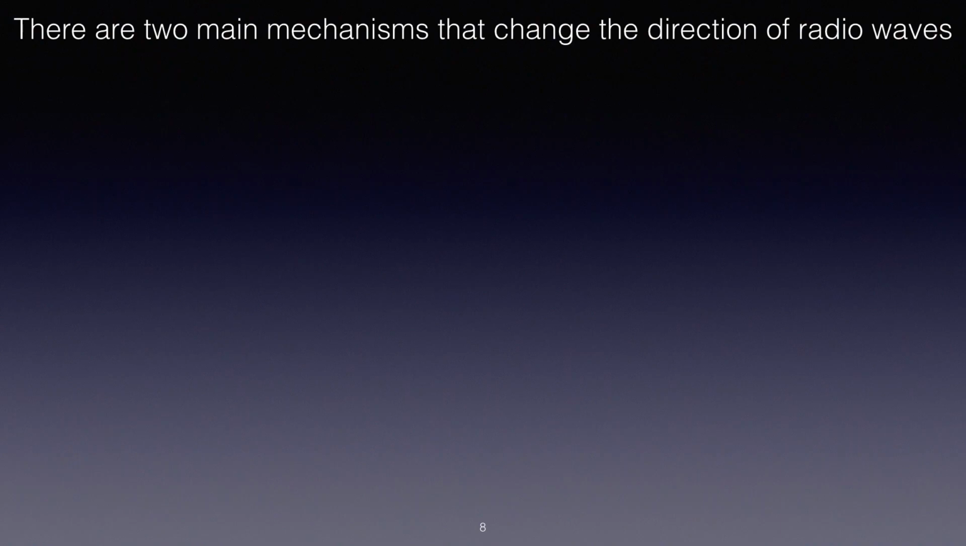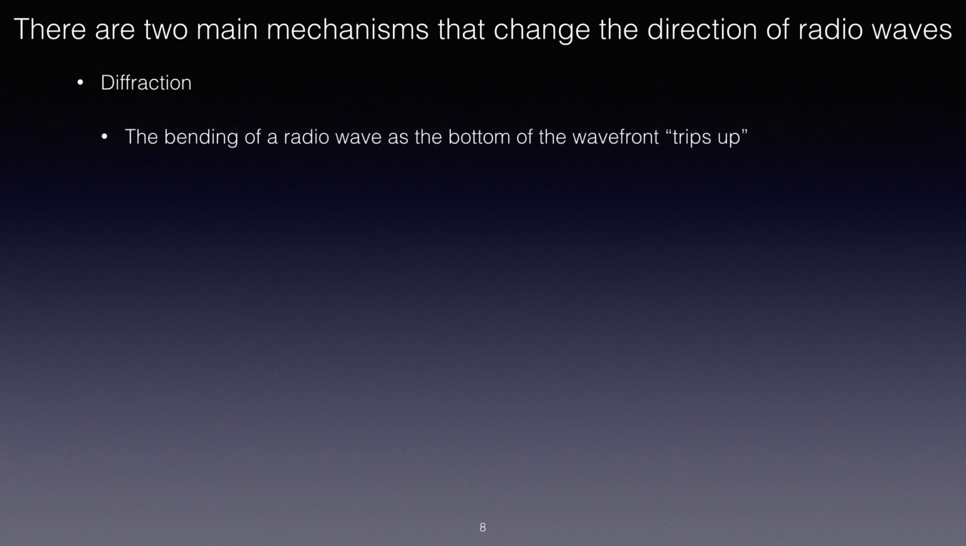Now, we've said that radio waves travel in straight lines unless something affects them. And so there are two main mechanisms that change the direction of radio waves. Now, the first is diffraction, and that's a bending of a radio wave as the bottom of the wave trips up. We'll be looking at that concept, how the wave sort of trips as it moves along, in subsequent slides. And reflection, the bouncing of a radio wave off a medium. Normally this might be a solid medium, but it can also be gaseous as well, or indeed liquid. Radio waves will bounce off the sea.